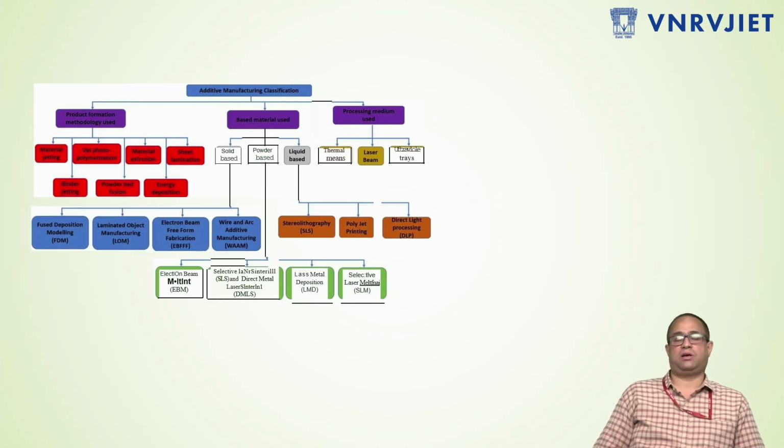It means that a liquid photopolymer, when exposed to UV light or X-rays or gamma rays, immediately undergoes an exothermic chain reaction and becomes solidified. So this is the technique used for liquid based additive manufacturing. That comes under SLA, stereolithography, PolyJet printing, and direct light processing. So this is the brief overview of the classification of the AM process.